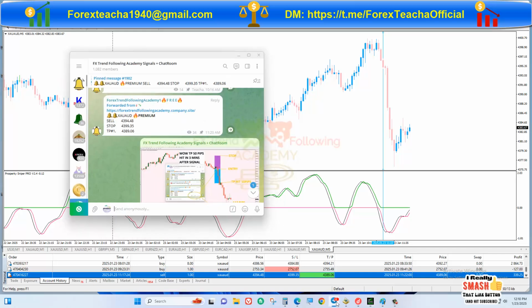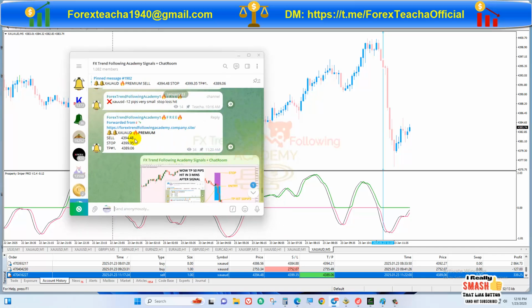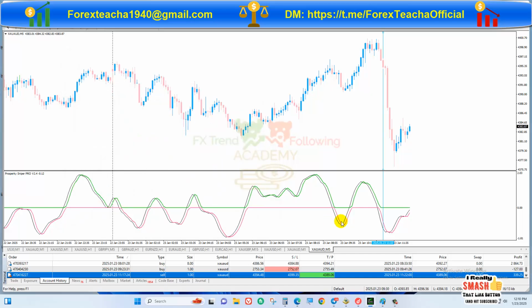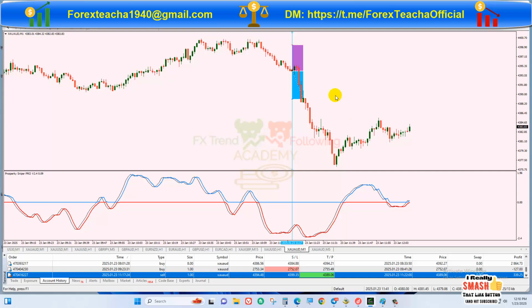So this was the signal that was sent in the group. You can see it right here, right? So this was a sell. I'm going to show you also. I'm also going to show you on the chart, right? So here, this was the sell. All right, this was our stop loss, this was our take profit.